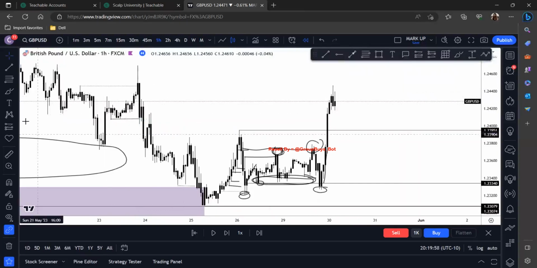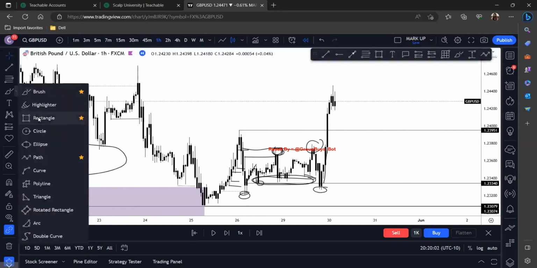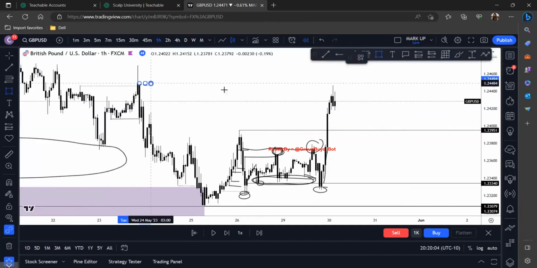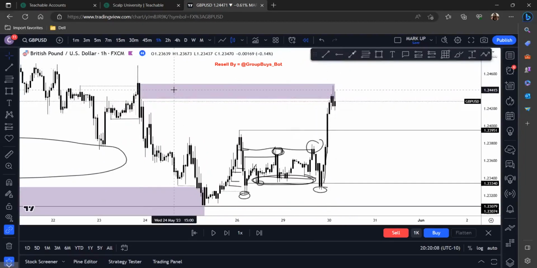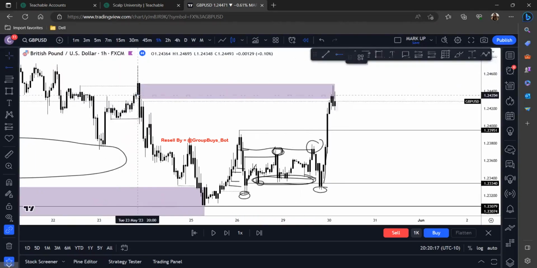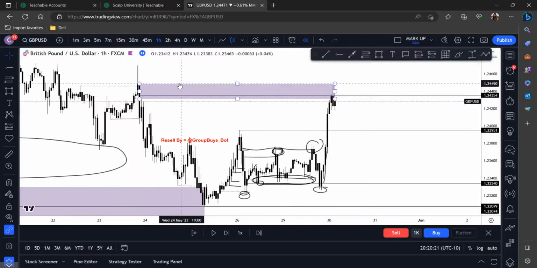Okay, and we have a POI right here, our POI. I'm not a fan of the rectangle. I used to love marking up rectangles like this, but nowadays I really just use this array and I like to use lines with it. It's cleaner to me using lines.